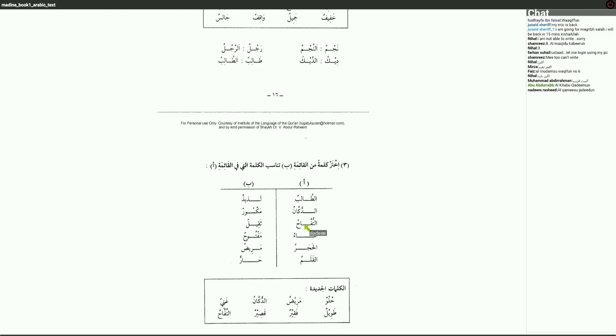Ad-Tufahu. Does everyone know what Ad-Tufah is? Yes. This looks like a cherry, but it's not a cherry, it's an apple. Not supposed to be a cherry, it's supposed to be an apple. At-tuffahu.